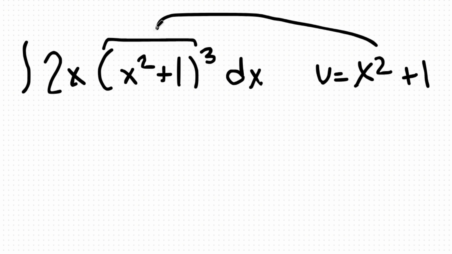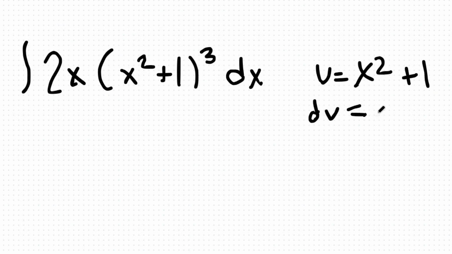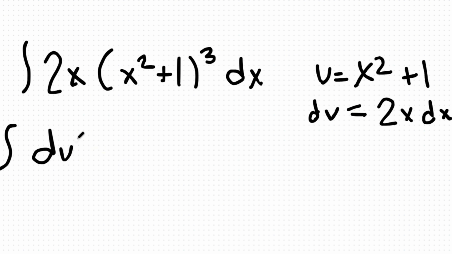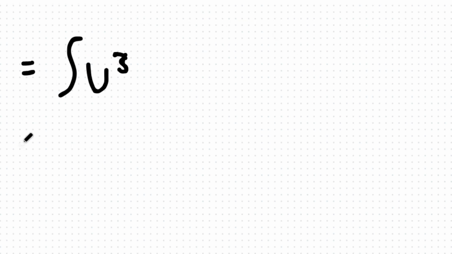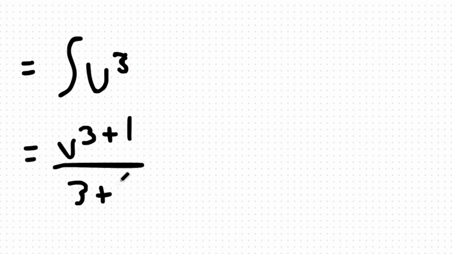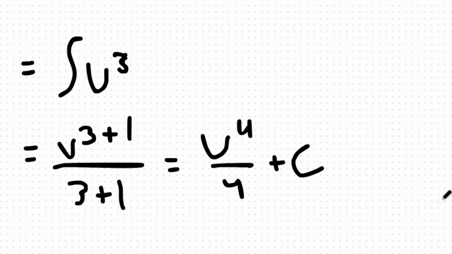Now find du. The derivative of x squared plus 1 is 2x. So du equals 2x dx. Think of du as dx's best friend. It tracks how u changes with x and lets us swap parts of the integral to make it simpler. So the integral becomes integral u cubed du. Now, just use the power rule. Integral u cubed du equals u to the power of 4 divided by 4 plus c.